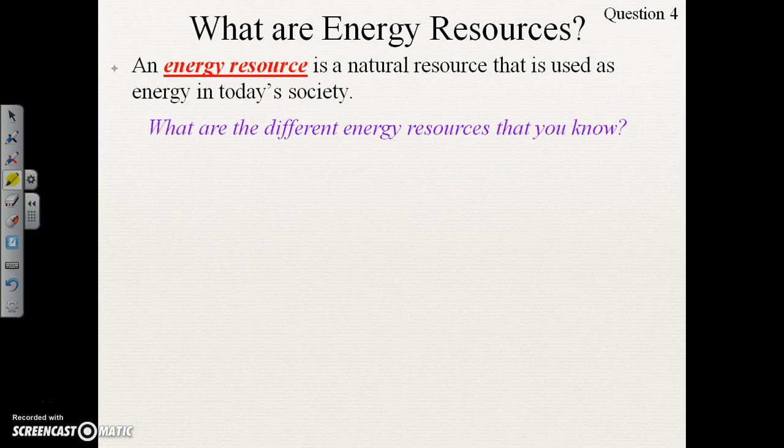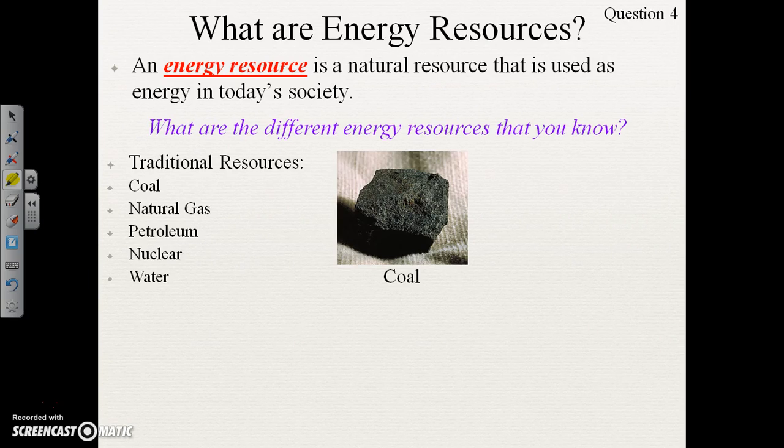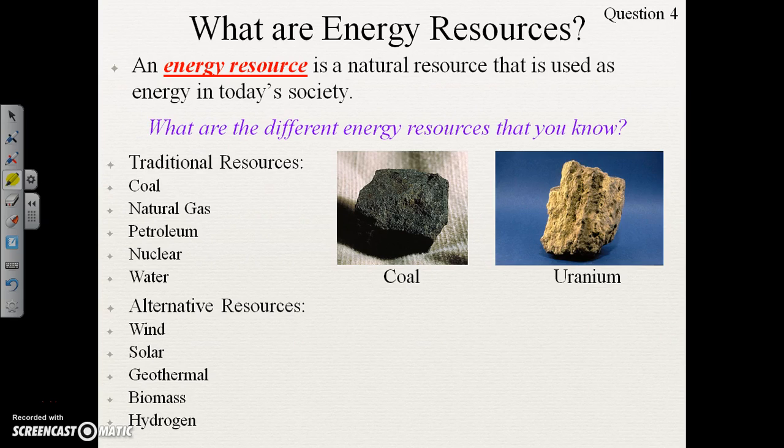There's probably a few that we all already know. We have traditional resources: coal, natural gas, petroleum. We've talked about those before. There's a picture of coal. Uranium is nuclear, so that chunk of uranium is going to be found and used at a nuclear power plant, which we've talked about earlier. And water, ocean water, stream water, any sort of water that's part of the water cycle. Then we have alternative resources as well, which are becoming more and more popular. You've probably heard about them in the news.